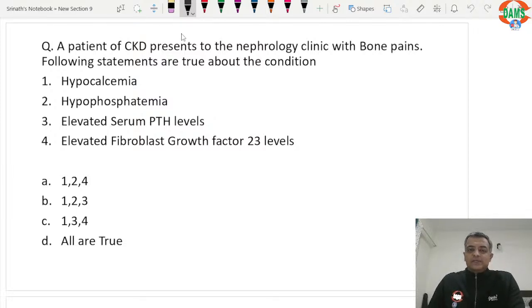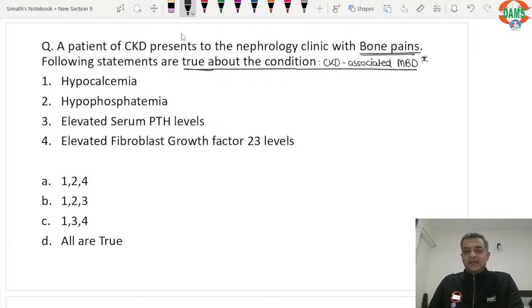When a patient of CKD presents to the nephrology clinic with bone pains, what are we suspecting? We are suspecting CKD associated metabolic bone disease. In a patient having CKD associated metabolic bone disease, what are you expecting? Which are the true statements about this condition? We know there are 3 types of metabolic bone disease in CKD. The first type is osteitis cystica fibrosa.